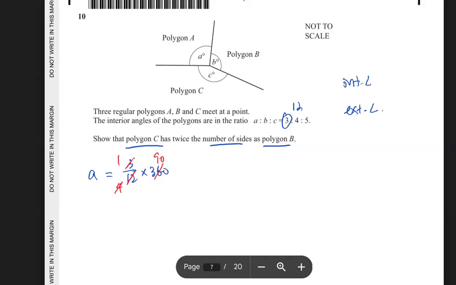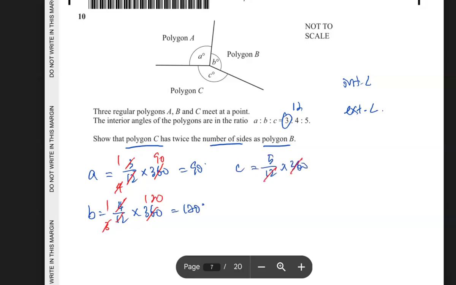Okay, so this one cancel, 1, 4, 90. Okay, so polygon A is a square. Okay, polygon B is 4 units, so 4 out of 12 times 360. Okay, cancel 1, 3. This is 120. Okay, C is 5 out of 12 times 360. Cancel. Divide both by 12. This is 30. 30 times 5 is 150.